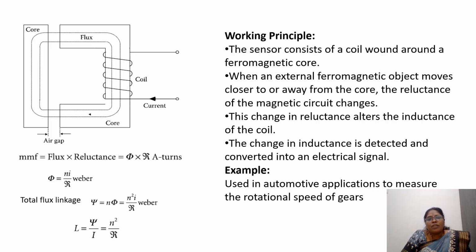closer to the coil or away from the coil, what will happen? The magnetic reluctance, the reluctance of the magnetic circuit, changes when it comes closer or when it goes away. So the reluctance will change, and that change in the reluctance will change the inductance. Similarly, the change in the inductance will be detected and converted into an electrical signal.